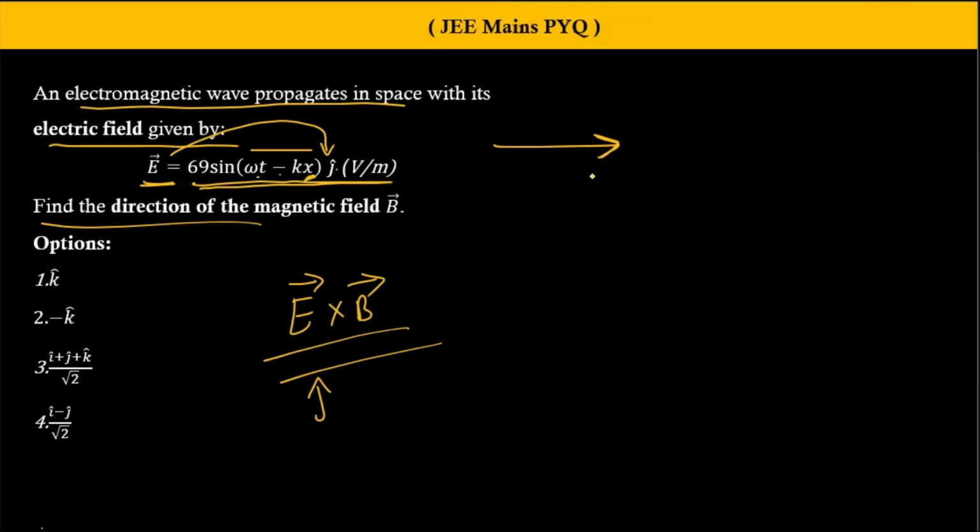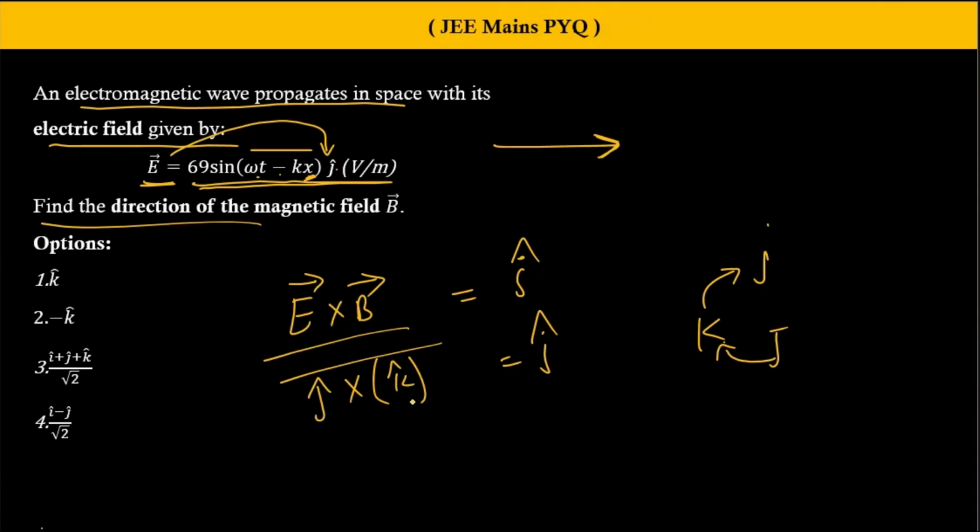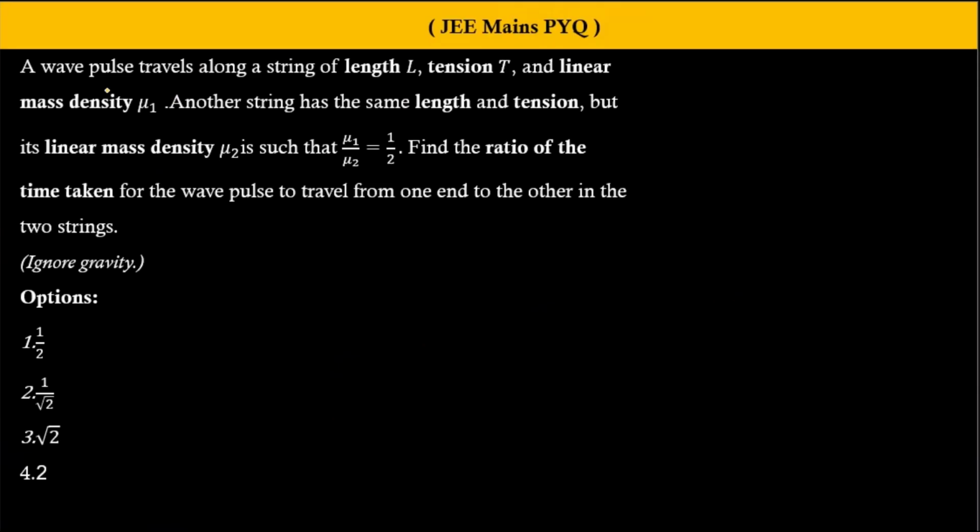Okay, so if I talk about the propagation vector, where is it here? i cap. So j cross what will be i cap? That is what you have to figure out. So i, j, k. So j cross k is what? j cross k is i. Okay, so I will say here it should be k cap. Done it? Yeah. If it is like this, then it should be k cap. Done it?